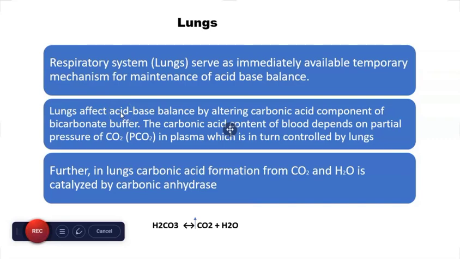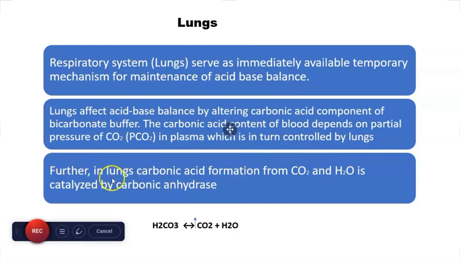The lungs do not do the work directly, but it affects what? It alters carbonic acid. The carbonic acid, you all know what carbonic acid is, it's a weak acid. And each time we mention carbonic acid, your mind should go to what? Bicarbonate buffer. So the way the lungs balance acid-base is by altering the carbonic acid component of the bicarbonate buffer. So this carbonic acid depends on the pressure of CO2 or carbon dioxide in plasma, which is in turn controlled by the lungs.